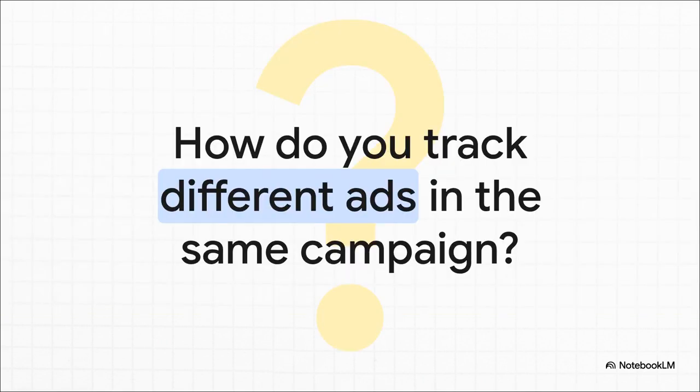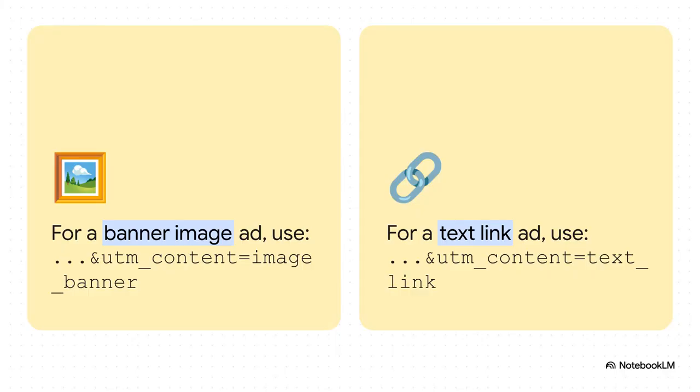Okay, that's awesome. But what if you're running the same exact campaign, say on LinkedIn, but you want to test 2 different ads to see which one works better? Maybe one ad has this big, beautiful image, and the other is just a simple text link. How in the world do you tell them apart in your data? This is where that optional UTM_content parameter becomes your secret weapon for A/B testing.